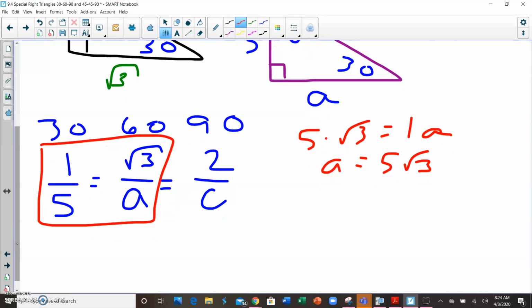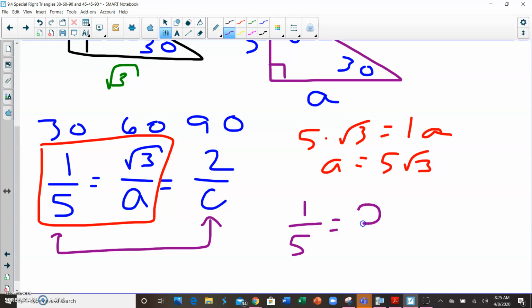Now, to find the other side, to find C, I'm going to group these two together. So I'm going to cross multiply. Some of you can just see 1 times 2 is 2, so 5 times 2 would be 10, or you can write out your proportion. So 1/5 equals 2 divided by C. Cross multiply, C is equal to 10. So we set this up for every single 30, 60, 90.